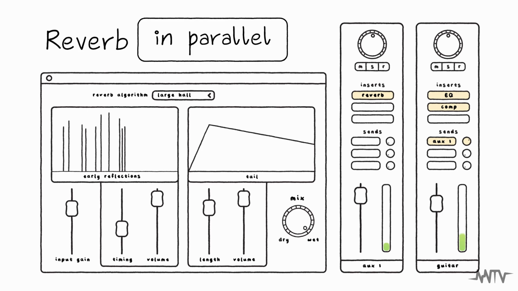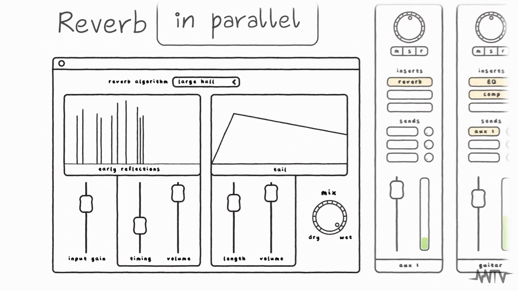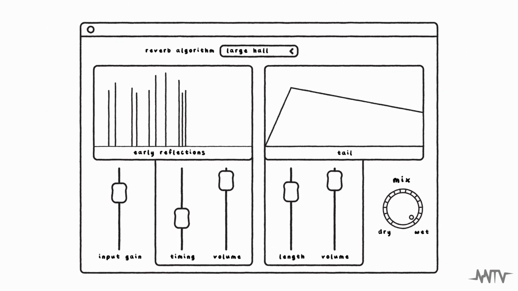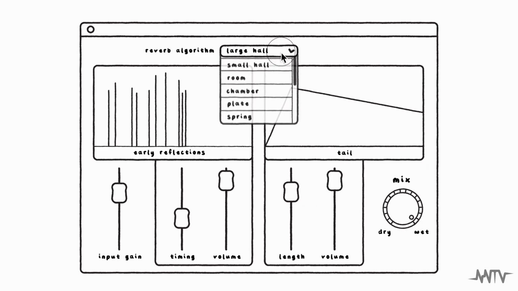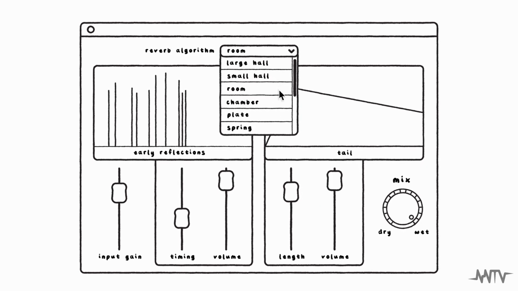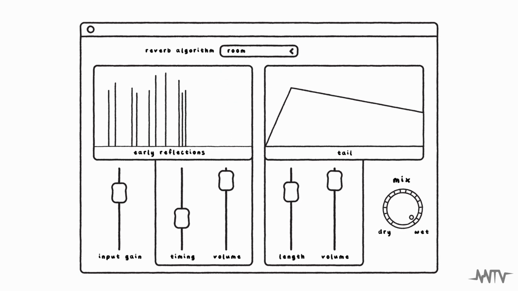After adjusting the balance of our reverb and our original input signal, there are plenty of other parameters that we can use to change the character of our reverb. The setting that will make the most difference to our sound is the algorithm. This determines what our reverb will emulate, whether that's a real space, like a hall, a room, or a chamber, or a device, like a plate or a spring. After we've decided on an algorithm that we like, we can use the tail length parameter to determine how long we'd like our reverb to last.